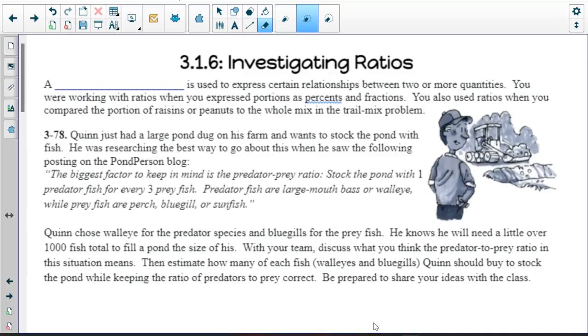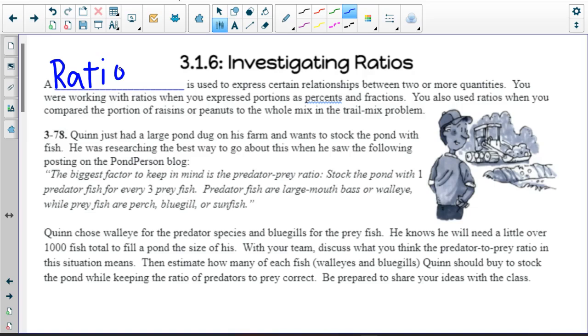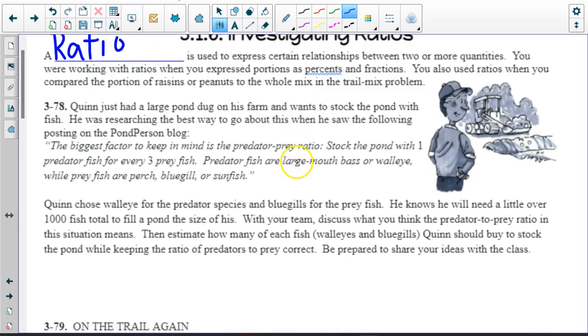So in 316, we're going to be talking about investigating ratios. To get started, we're going to start by defining. A ratio is used to express certain relationships between two or more quantities. You are working with ratios when you express portions as percents and fractions. You also use ratios when you compare the portion of raisins or peanuts to the whole mix in the trail mix problem. So you've already been working with ratios, whether you realized it or not.